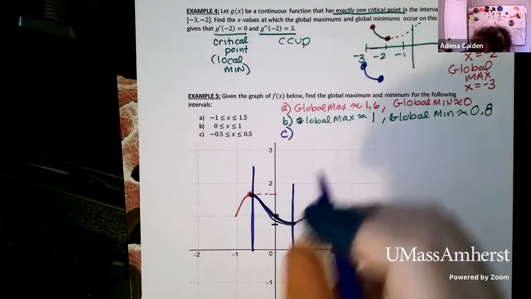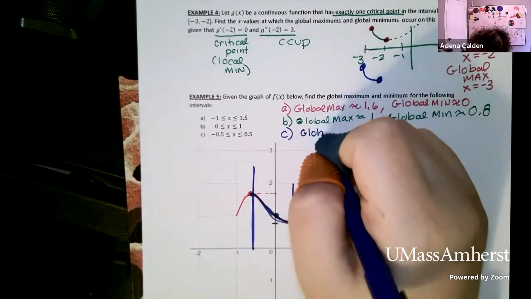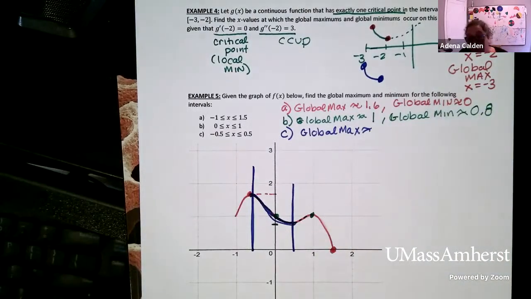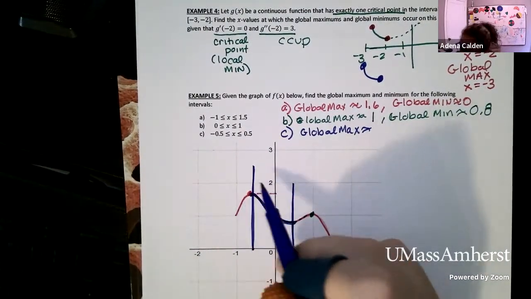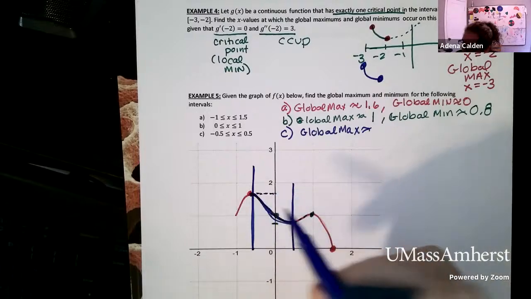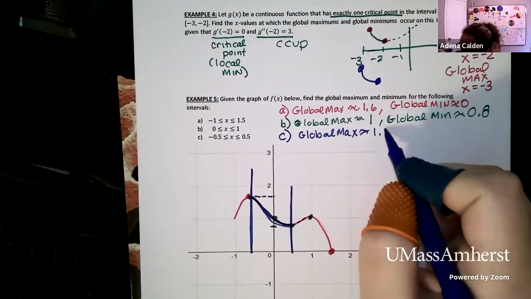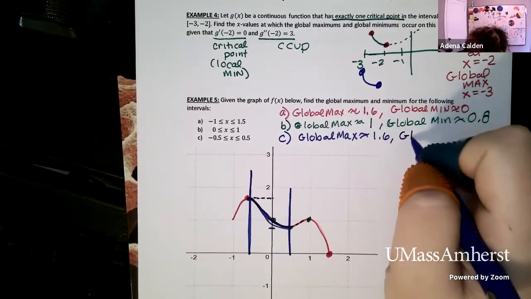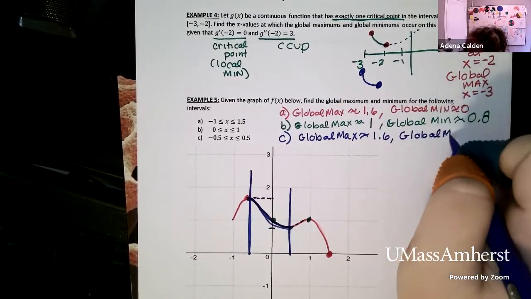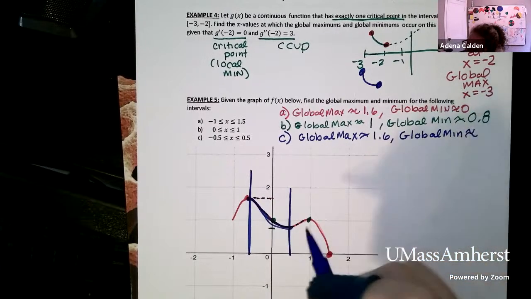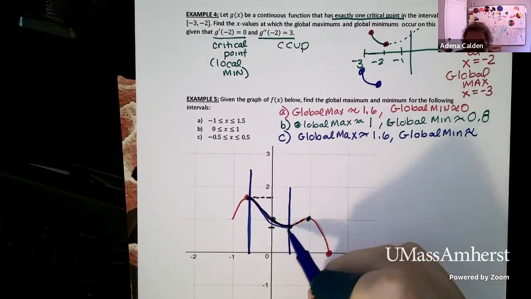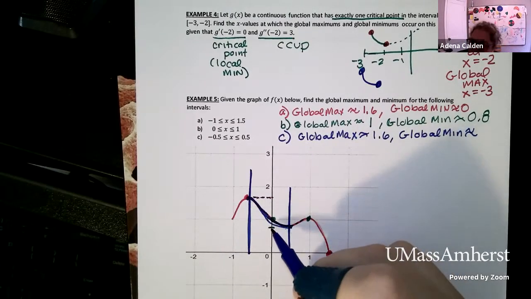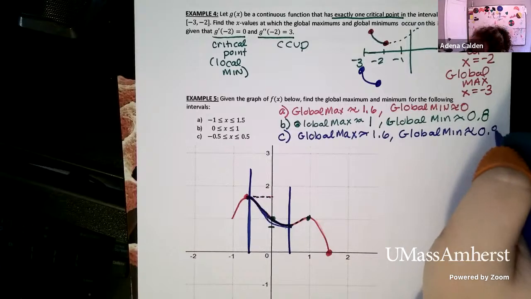So my global maximum value happens at what is now an endpoint, but used to be a critical point before I put in my interval. And that, I said again, is approximately 1.6, based on that y value. And my global min happens just about here, which is where I had my local min before on my previous interval. And so I said that's approximately 0.8.